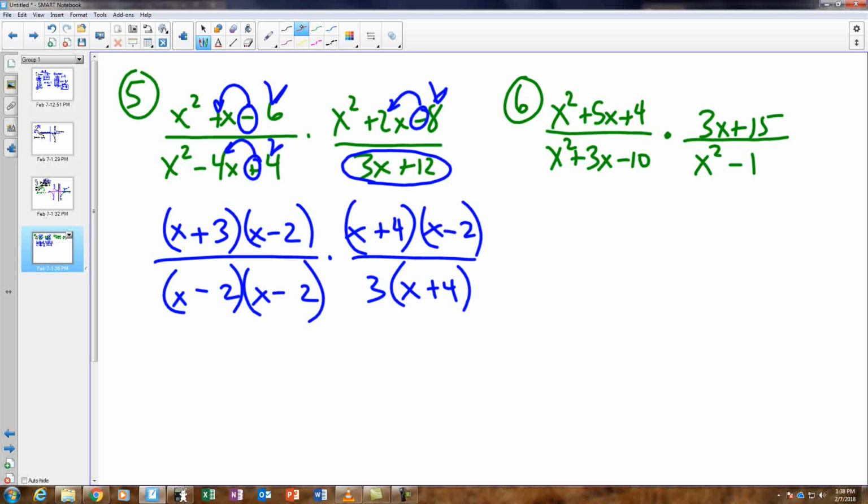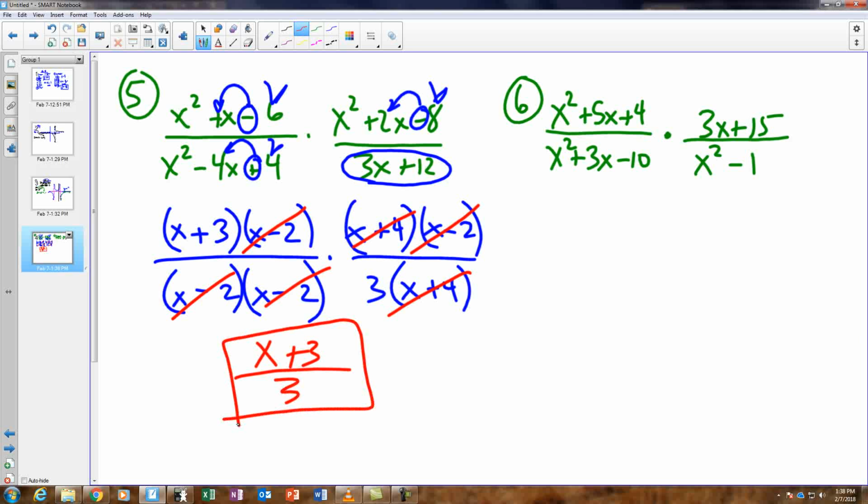So now when I go to cancel things, I notice there's an x minus 2 with an x minus 2. There's an x plus 4 with an x plus 4, and an x minus 2 with an x minus 2. The only thing left on top is x plus 3, and the only thing left on bottom is 3. There's my final answer. Then when we come to question number 6, it's the same thing. As soon as I flipped it, I got the same exact process.